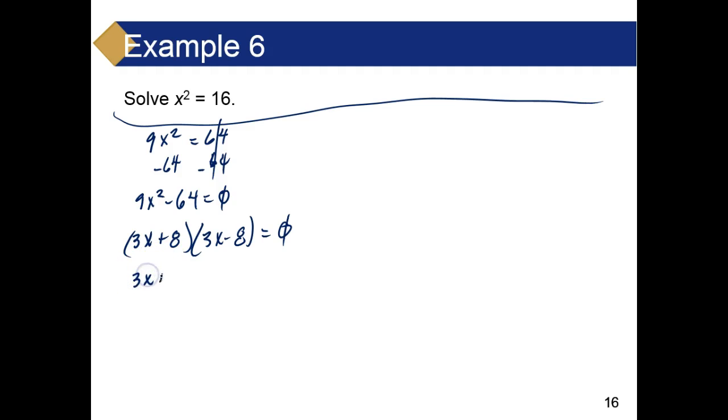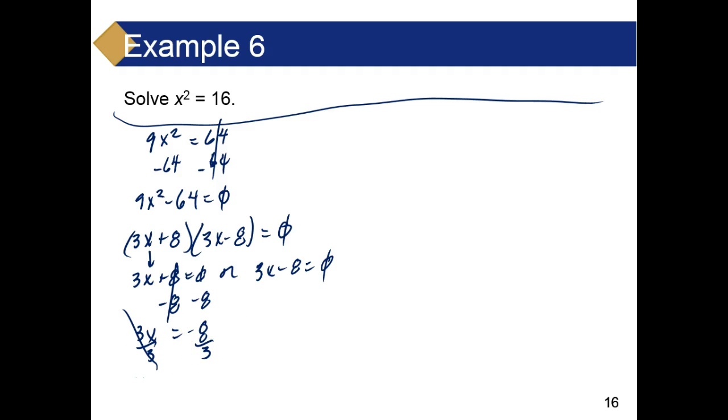Either 3x plus 8 is equal to 0, or 3x minus 8 is equal to 0. One or the other has got to be true. Next, let's take that first one. Now it's a linear equation. You've got an x, just a plain x, so now we isolate it. And how do we do that? Subtract 8 from both sides, and that gives us 3x equal to negative 8. And then what? Divide both sides by 3, and that gives us x is equal to negative 8 thirds.